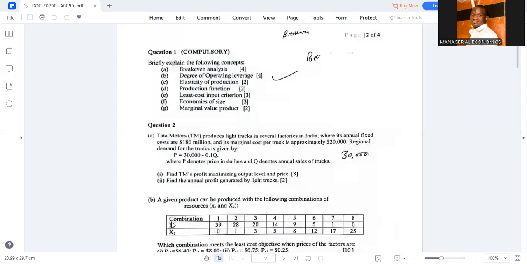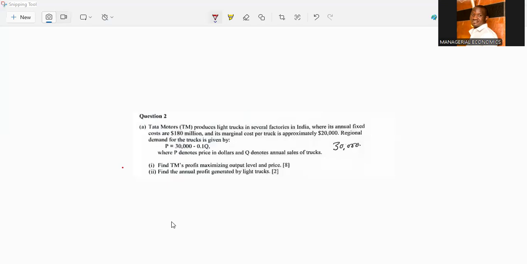So I'll come up with a small formula. Let us suppose we have a price given by 1000 minus 5Q.